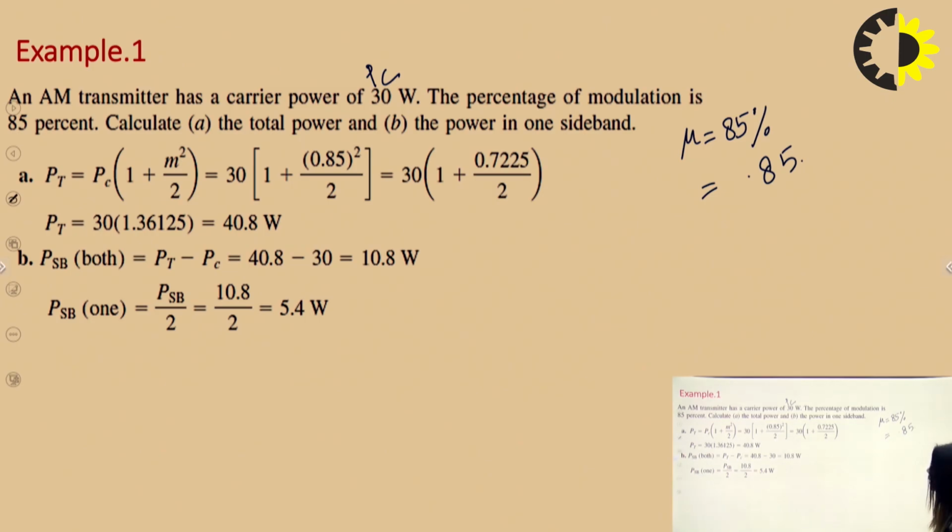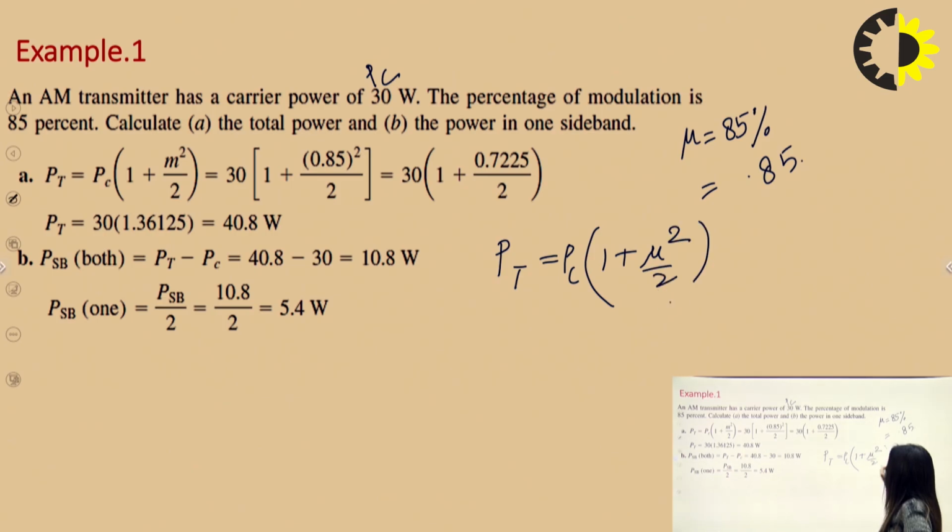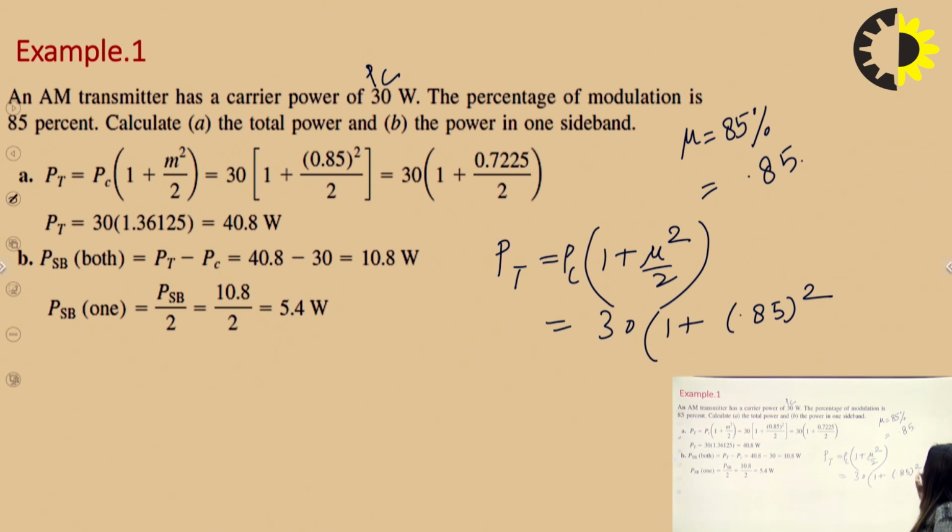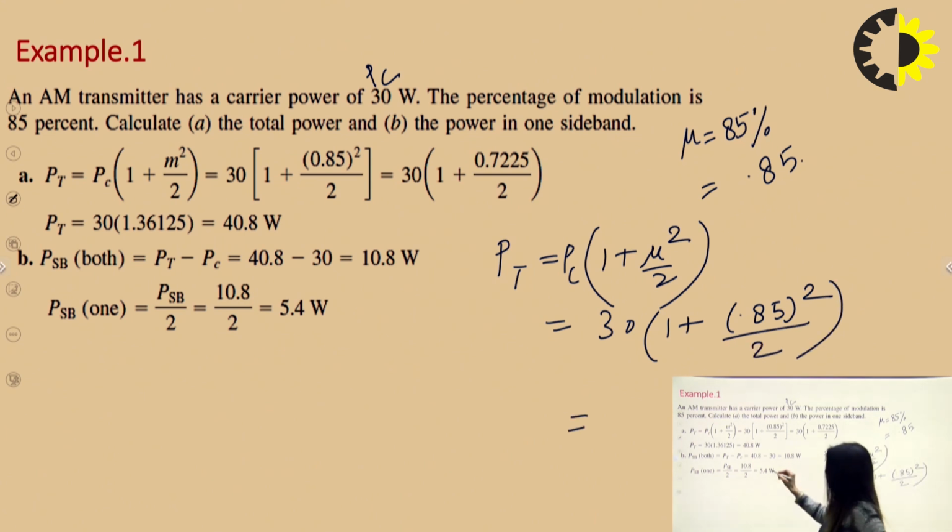Now we have to calculate the total power. PT is equal to PC times 1 plus mu square by 2. Put the value of PC. This is 30 watts. 1 plus 0.85 square upon 2, and hence it will come out to be 40.8, right?